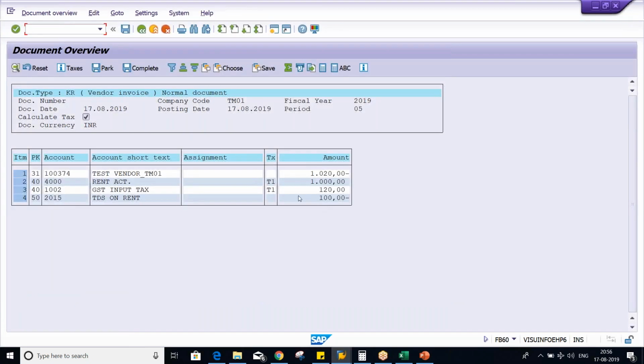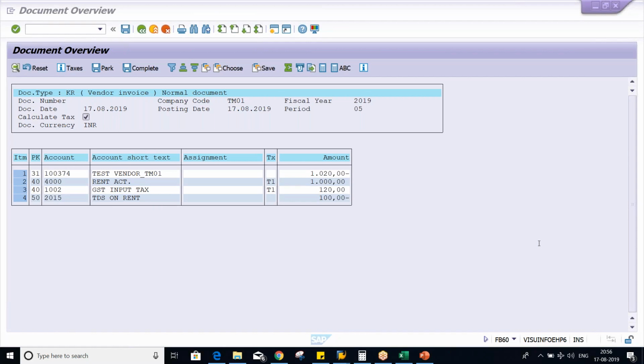So look at here guys, now what is happening? Your rent amount 1000, right? That is going to be debited. And GST input, that is 120. This is also going to be debited. Okay.